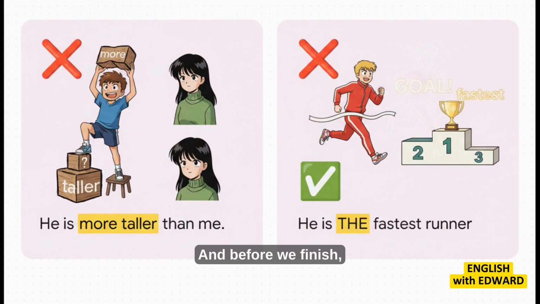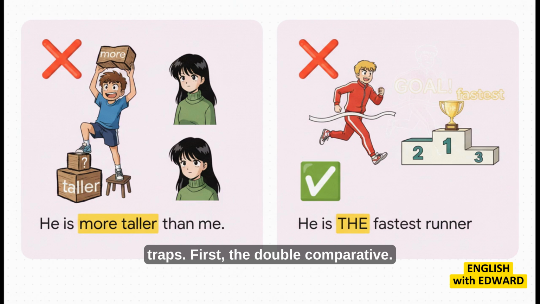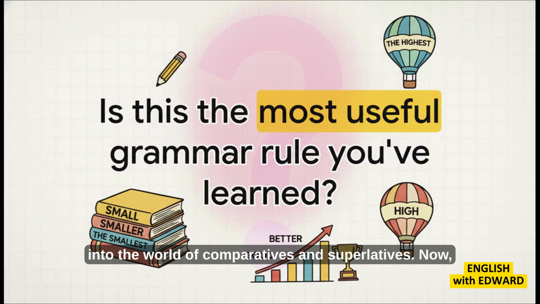And before we finish, let's just lock this in by looking at two more really common traps. First, the double comparative. Never, ever say more taller. The ER already means more, so just taller is perfect. And second, never ever forget the before a superlative. It's not fastest runner, it's the fastest runner. And there you have it. That's our deep dive into the world of comparatives and superlatives.